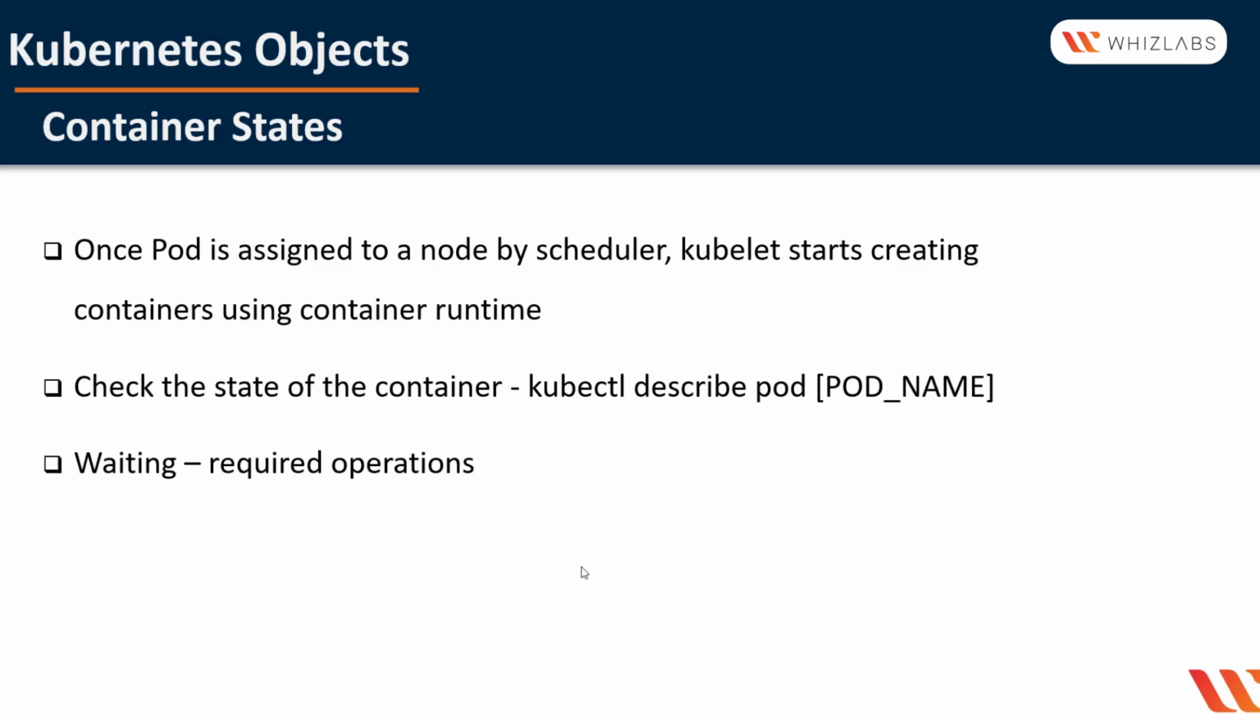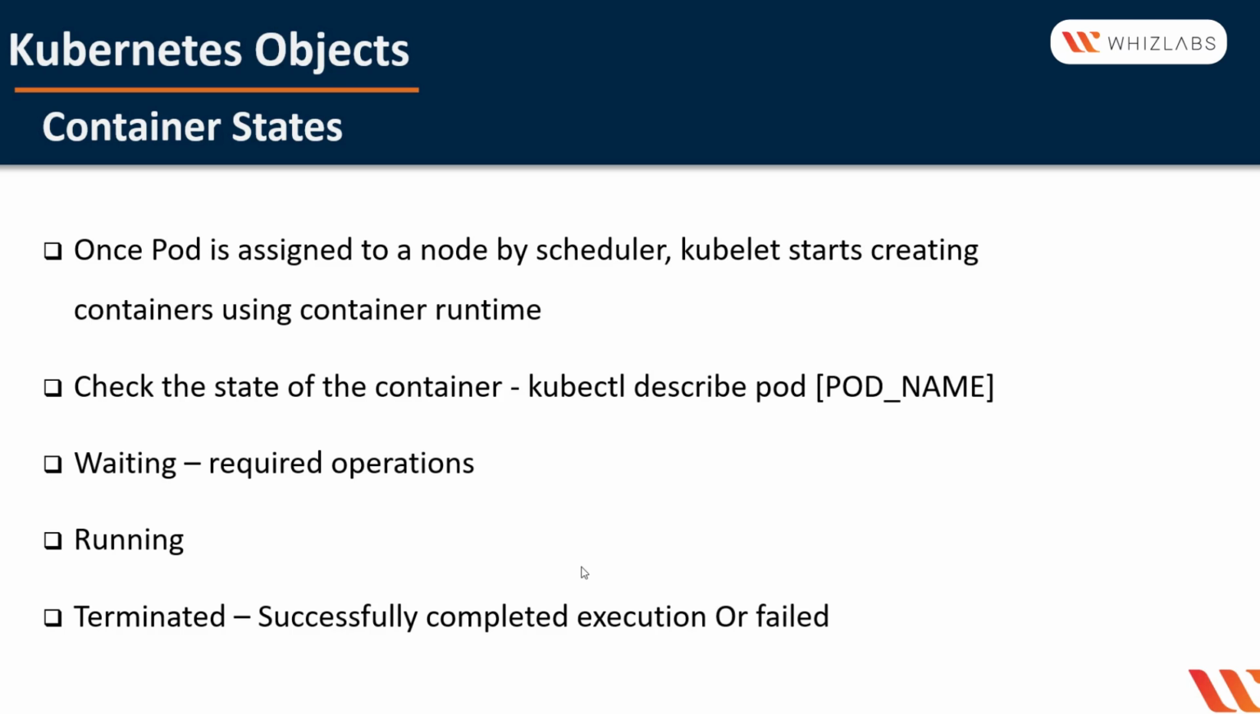Waiting is the default state of container. If container is not in either running or terminated state, it is in waiting state. A container in waiting state still runs its required operations like pulling images, applying secrets, etc. Running indicates that the container is executing without issues. And terminated indicates that the container completed its execution and has stopped running. A container enters into this state when it has successfully completed execution or when it has failed for some reason.